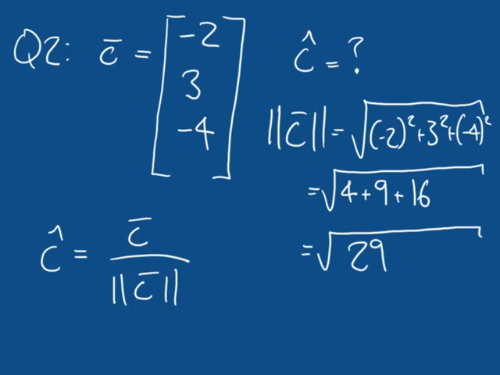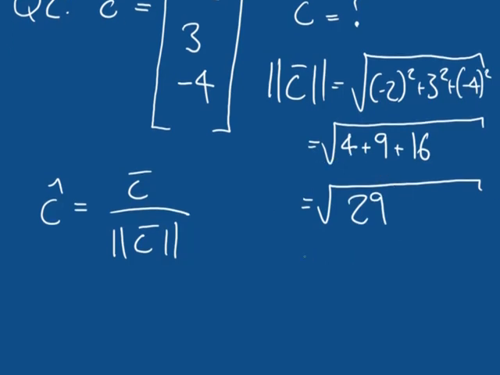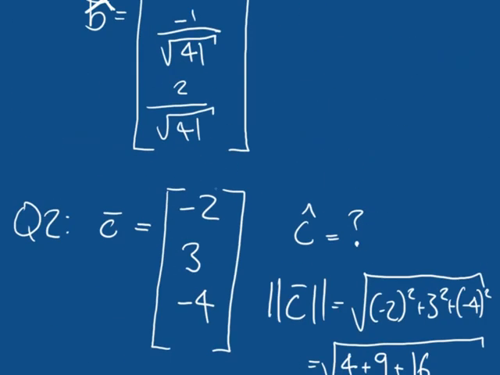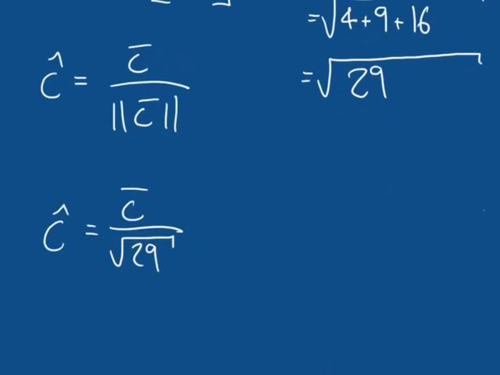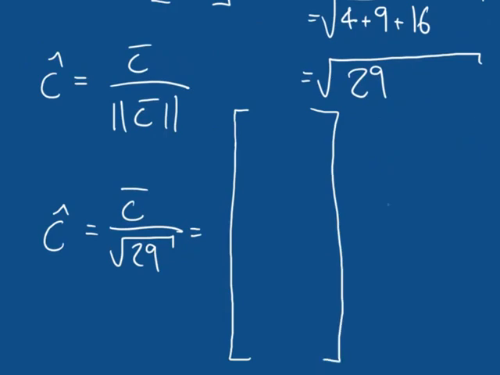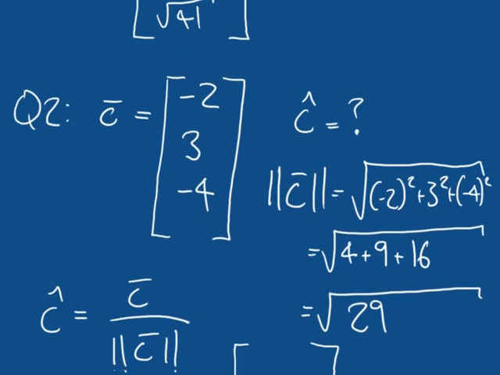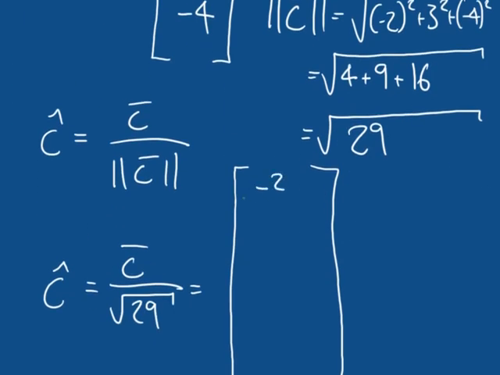So the square root of 29, that's not a square number, so I'll leave that written as the square root of 29. So that means c hat is equal to c divided by the square root of 29. So we need to divide each component of c by the square root of 29. So our resultant vector, I will need probably quite a bit of space for this. There we go. Our resultant vector's x component is going to be the x component of c, minus 2, divided by our length, which is root 29, so minus 2 over the square root of 29.